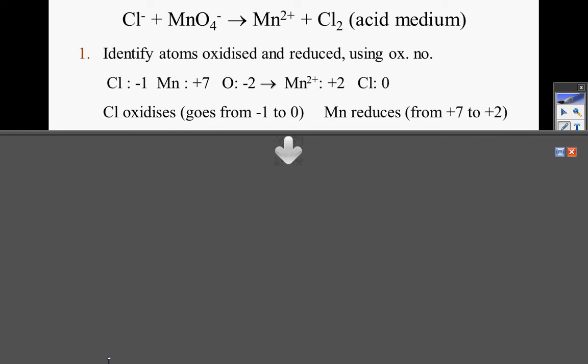If we take a look at identifying the atoms oxidized and reduced, chlorine oxidizes, goes from -1 to 0. Manganese goes from +7 to +2. Cl oxidizes and Mn reduces. Anybody agree or disagree with that? All right, so what you want to do is write the half reactions, balance mass if necessary using H2O, and add H plus to balance hydrogen. See if you can do those two now. And then I'll put them up there for you.